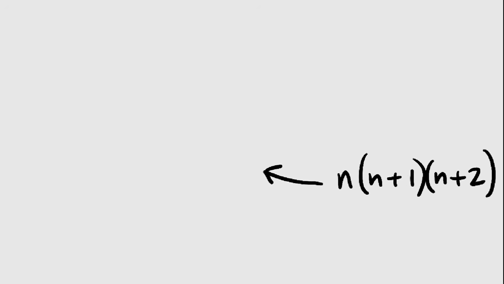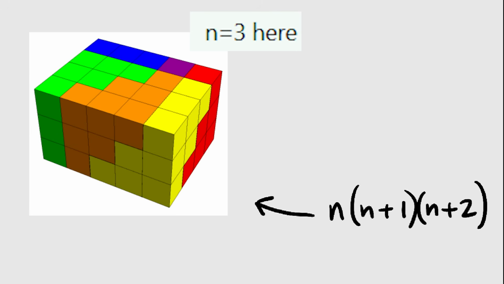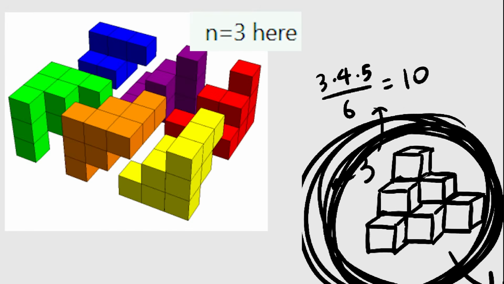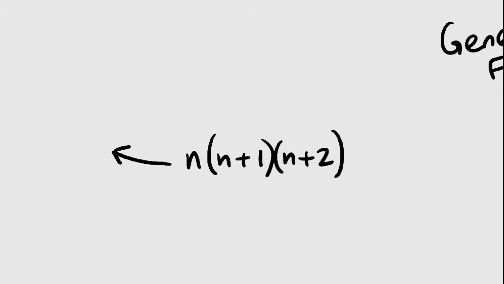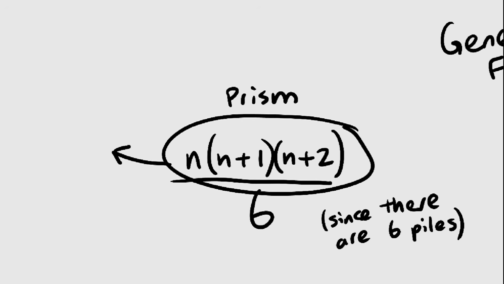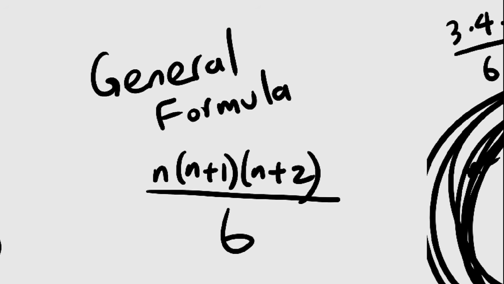We notice that n times n plus 1 times n plus 2 is the amount of cubes in this rectangular prism. So, if you split the rectangular prism into 6 piles of cubes, like this, and notice that each pile is basically this pile but rearranged, then, well, each pile must have the amount in the rectangular prism divided by 6. So that's another way to find this formula. Side note, I didn't come up with this and I have no idea how someone did. But yeah, this is the formula.